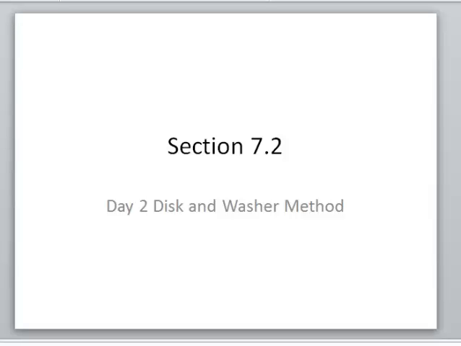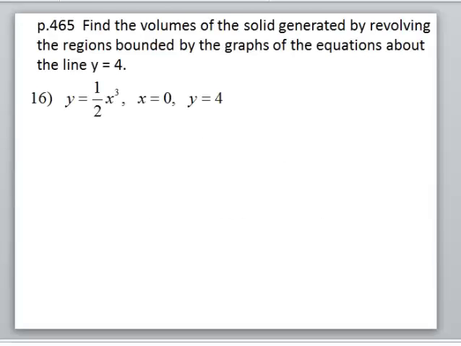Okay, today we're going to work with some more disc and washers. So I'm going to look at this first problem that I'm given here, and it says find the volumes of the solid generated by revolving the regions bounded by the graphs of the equations about the y equals 4 line. So I need a picture of what's going on.